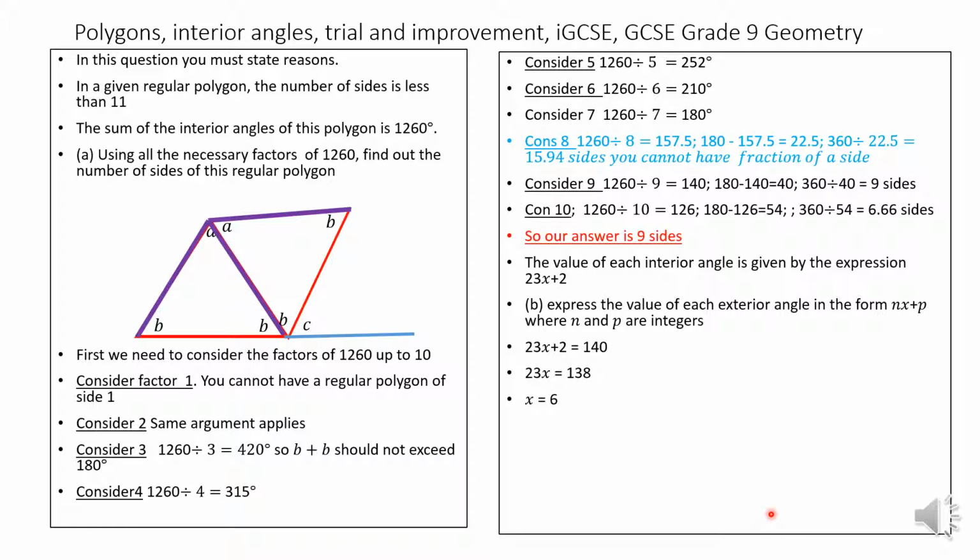Now we need to find the values of n and p. Now, we know that the exterior angle is 40, and we want the x in nx to be 6. So if you divide 40 by 6, you get 6, and the remainder is 4. So the answer we require is that nx plus p then becomes 6x plus 4. So n is 6 and p is 4.